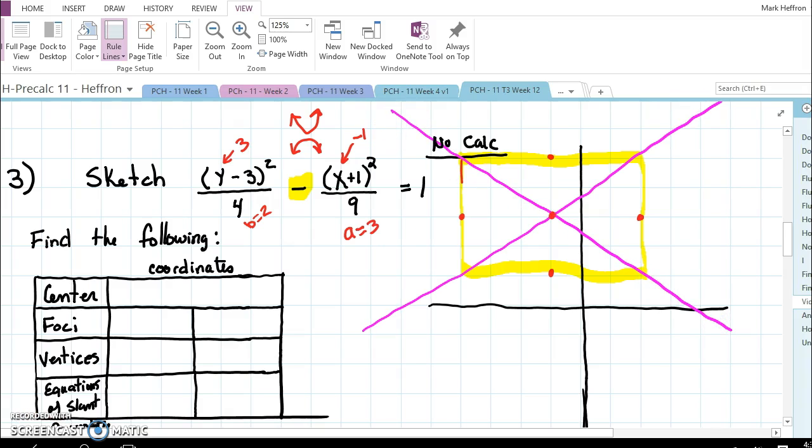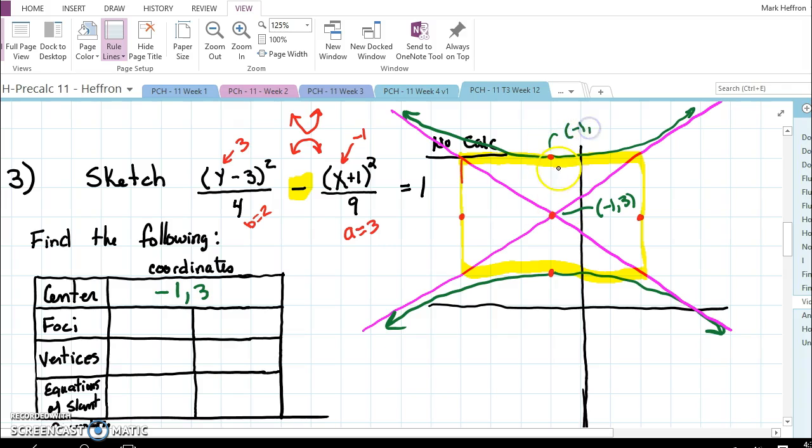I can also now sketch my hyperbola, again going up and down. I was asked for center, foci, and vertices. Well, I can do the center now. The center was -1, up 3. And one of the foci then is -1, up 3 plus 2 is 5. The other is -1 and down 2 from 3 is 1.